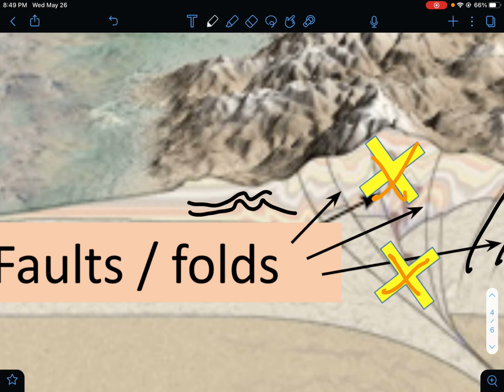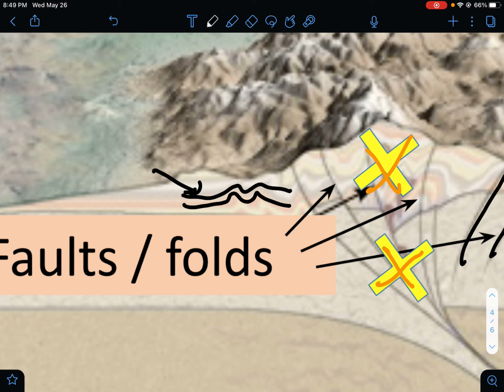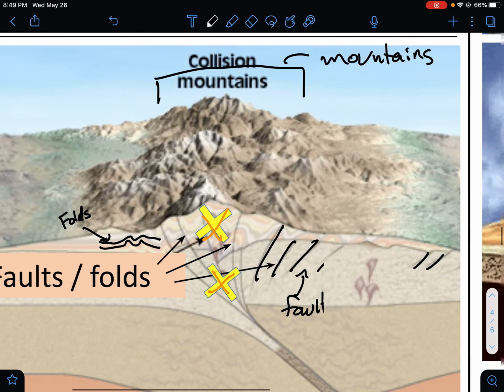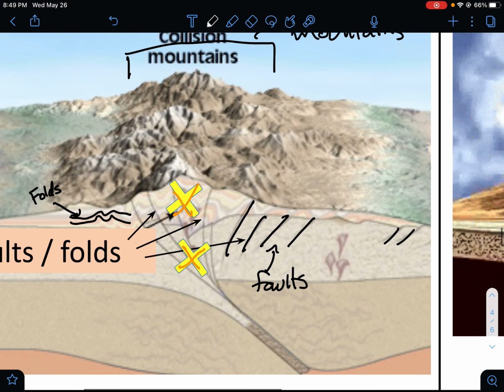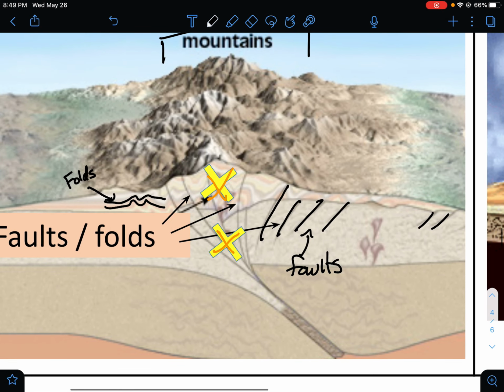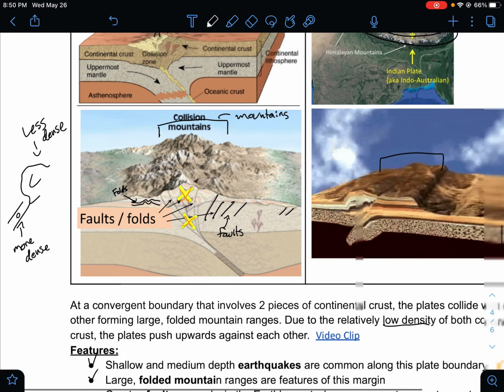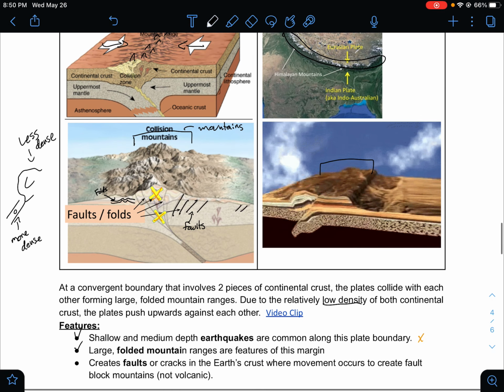All of these, those are folds due to that extreme pressure of two continental plates crushing against each other. So we have folds and we have faults. So make sure to label both of those. I just want to make sure you know what we're talking about when we say faults and folds. All right, so that's continent-continent. That's kind of a weird one.